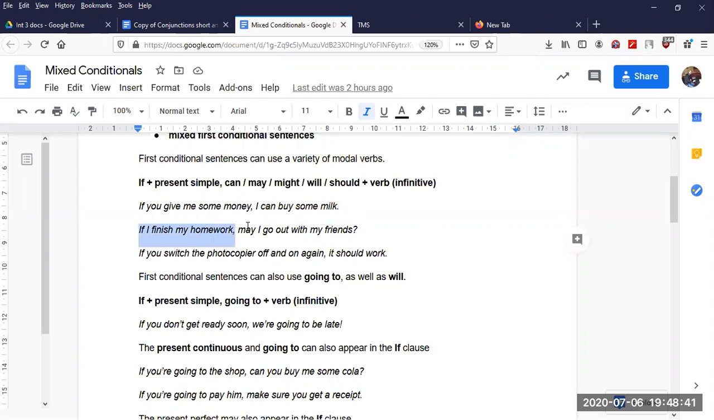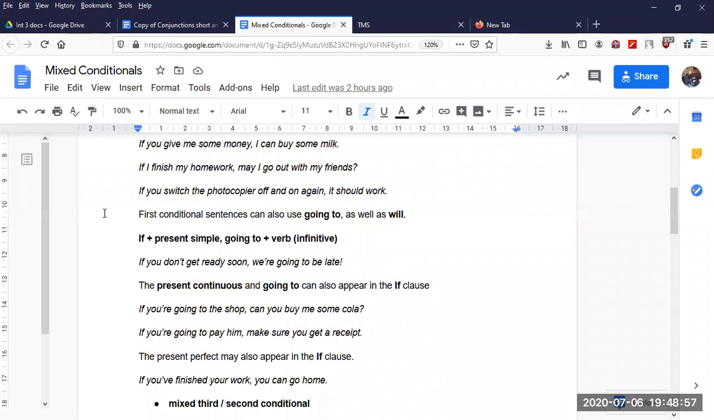If I finish my homework, may I go out with my friends? So I'm saying if I do this, again, may I do this? Just asking permission. If you switch the photocopier on and off again, it should work. So here we're using should to say that something is likely to happen, something is going to be the consequence.